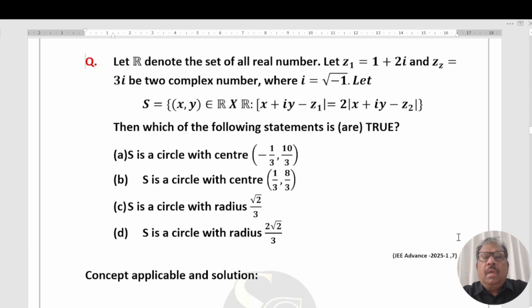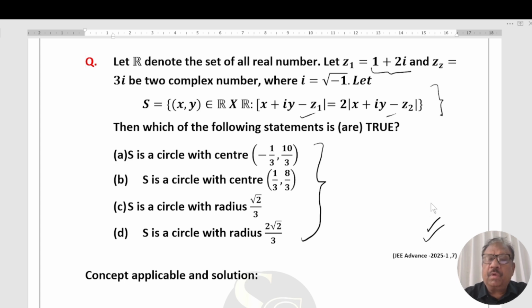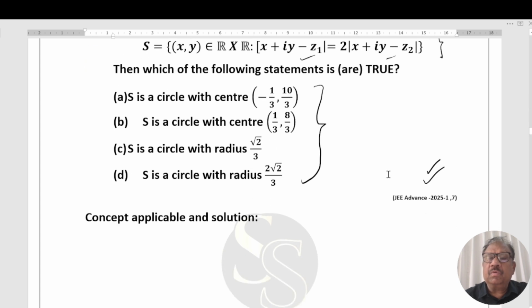The question is: let R denote the set of real numbers, and z1 equal to 1 plus 2 iota and z2 equal to 3 iota be two complex numbers where iota equals under root minus 1. Let x equal to the set which represents the equation of a circle. We have to find which of the following statements are true. The question is taken from JEE Advanced 2025. Concept applicable and solution.